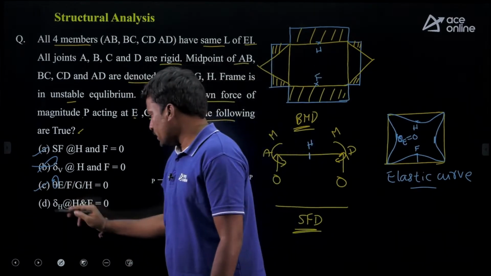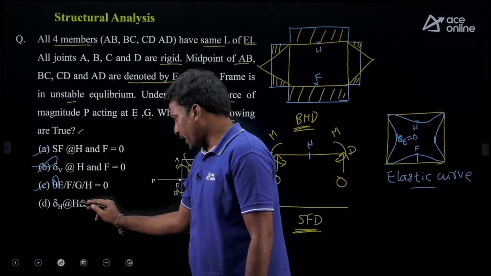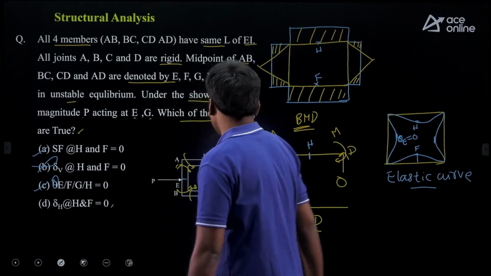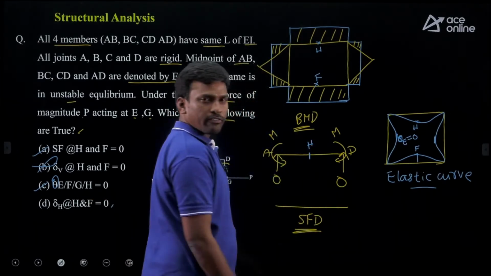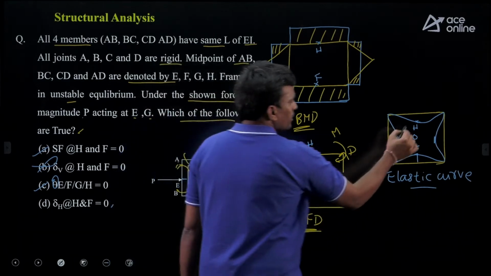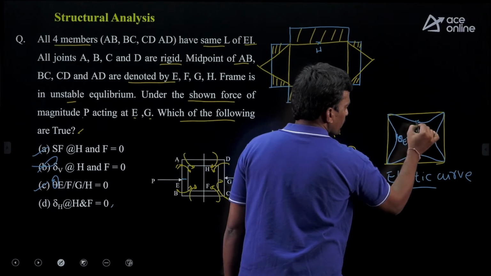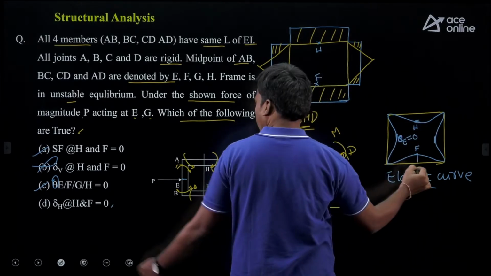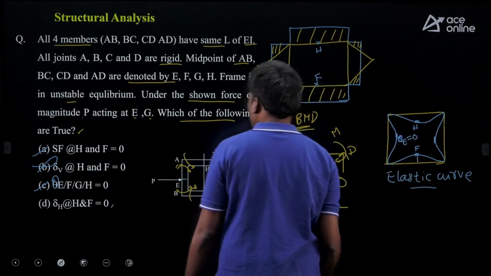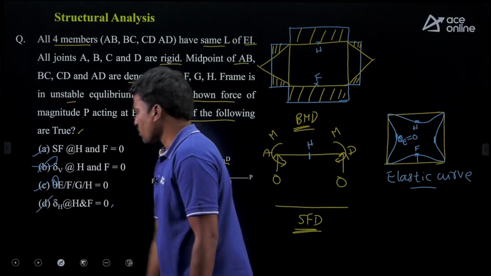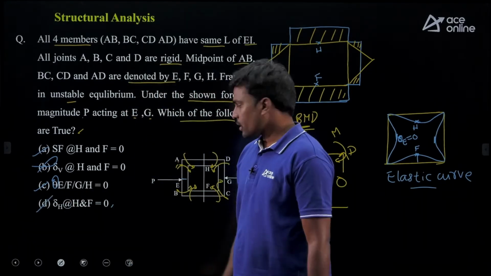Next, horizontal deflection at point H and F equals to 0. Now students, this is a symmetrical frame, right? Due to symmetry, this cannot freely move in the horizontal direction. Now here horizontal deflection is 0, and horizontal deflection at point F is also 0. Okay, so right.